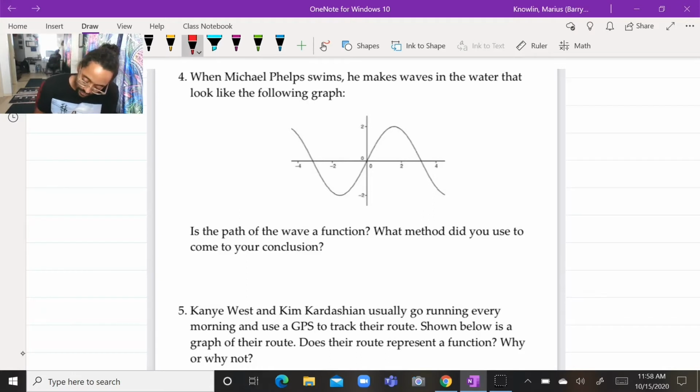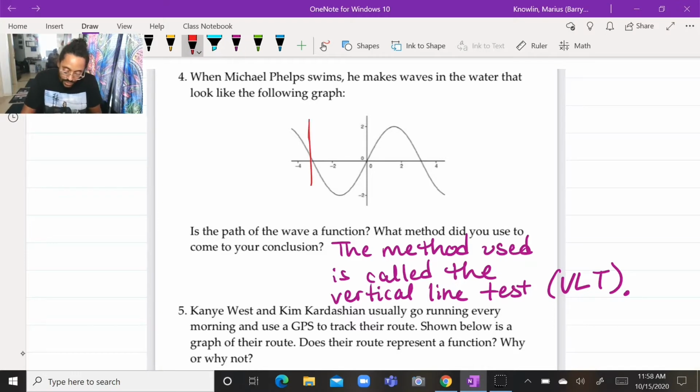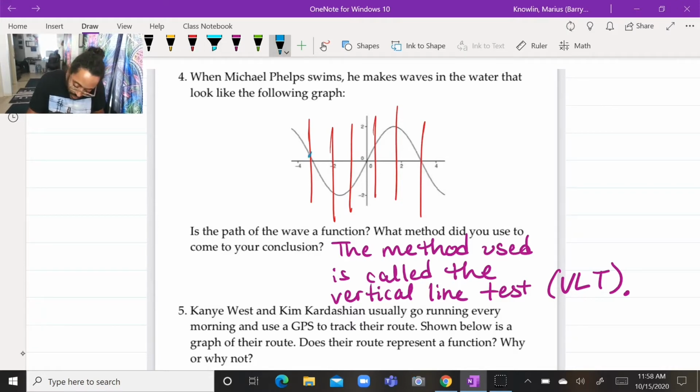Well, to answer that first question, the method that we use is called the vertical line test, or for short, VLT. Okay? Now, is it a function? Well, let's see. We got to put our vertical lines. 1, 2, 3, 4. You can put as many as you want. And put dots where that vertical line touches the graph.